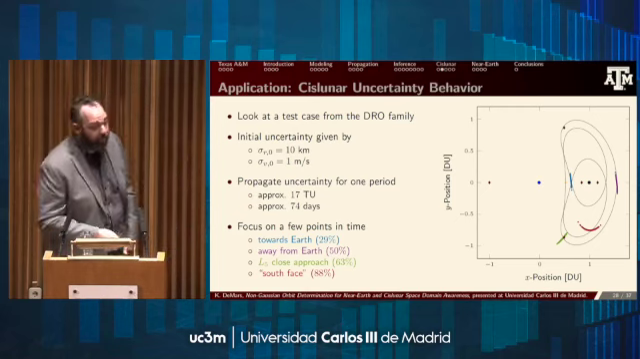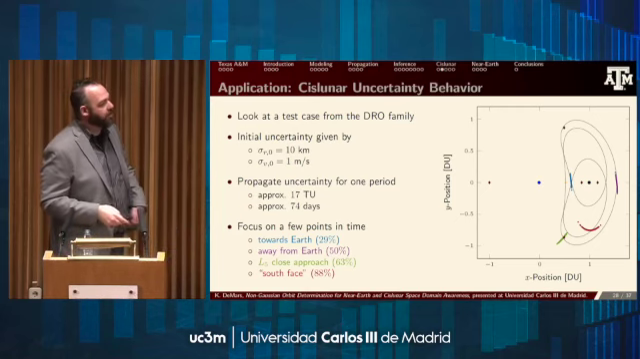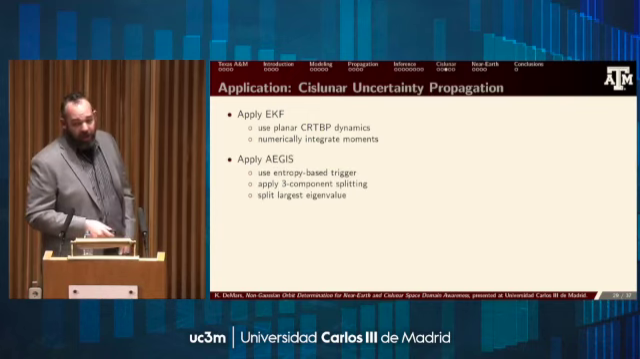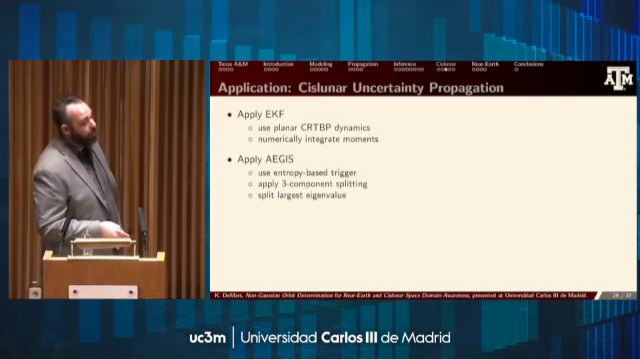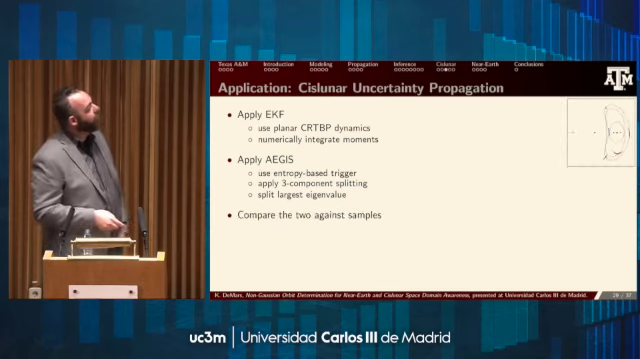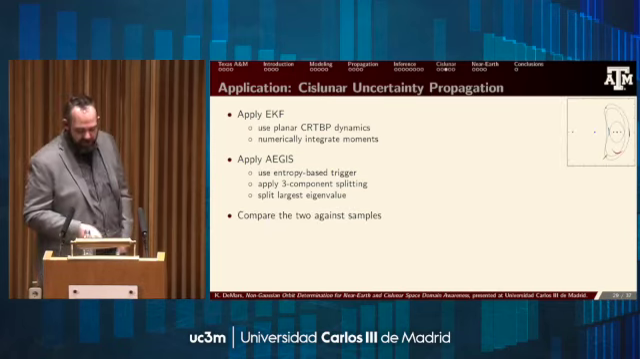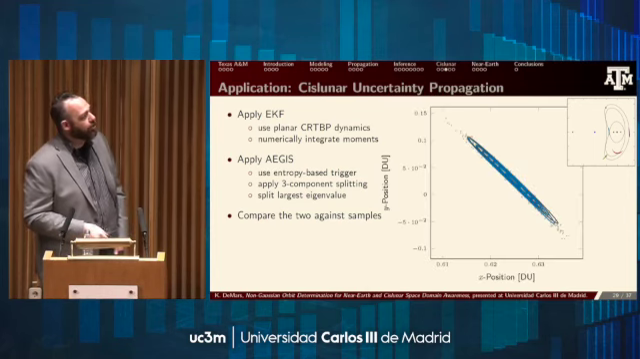So that's where we want to see these Gaussian mixture methods work. We're going to use the EKF, and we're going to use the original version of Aegis, just adapted for the circular restricted three-body problem. And we're going to compare the two against samples. So this is our little map of the conditions we're looking at. We start off with that towards Earth condition.